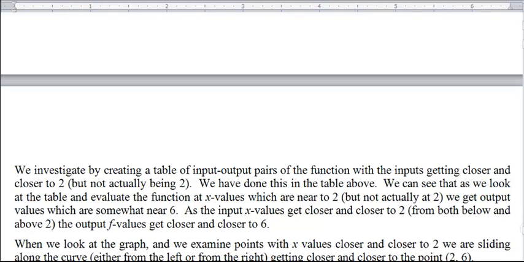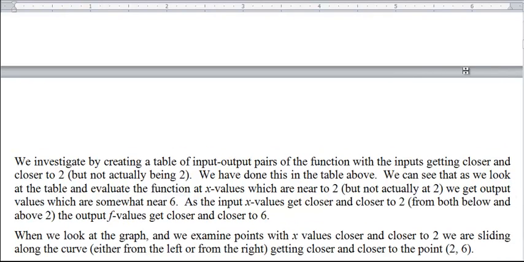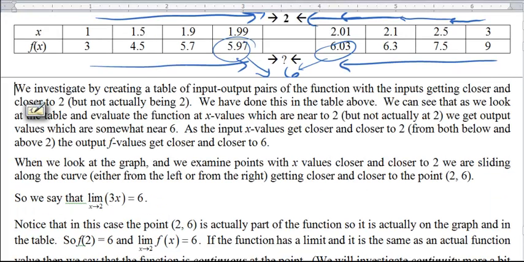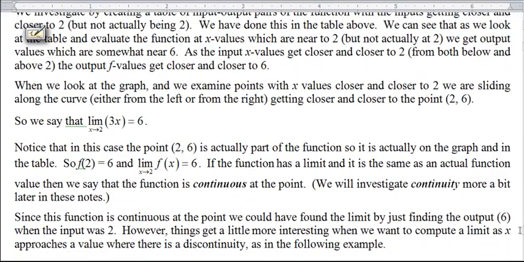So what we're doing is we're investigating those input-output pairs, as we get closer and closer and closer to 2 without actually being 2, and that's what we looked at in both the table and the graph. And in both cases we could see that it appears that the limit is going to be 6.